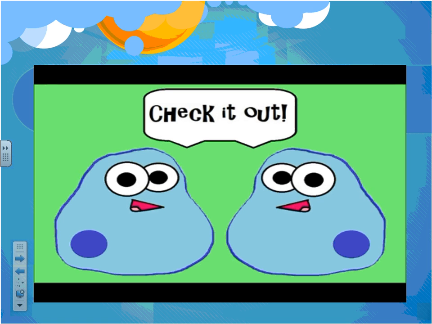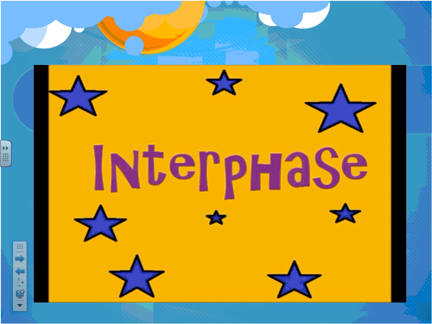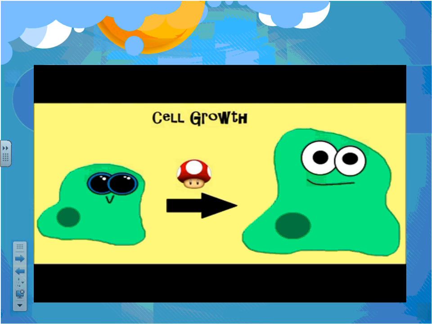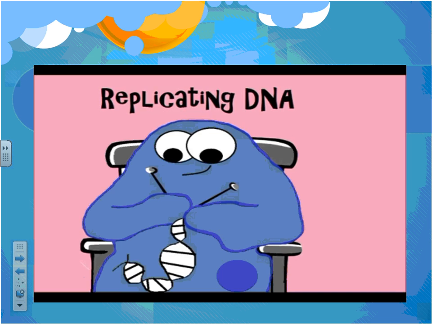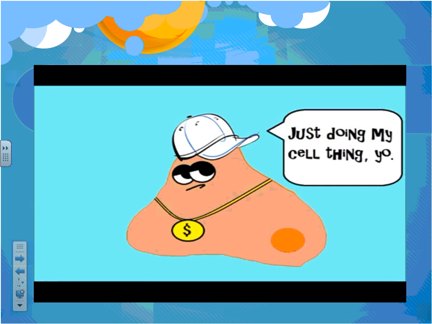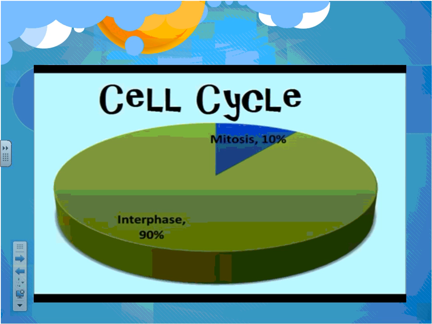We have a great clip on the cell cycle and what the cell is usually doing most of its daily life, which is actually a phase called interphase, where it's growing and it's replicating its DNA and carrying out some of its cell processes. That's what it spends most of its time doing. But mitosis is a very short amount of time. But during that time, it's a very important process because this is where it is going to divide.